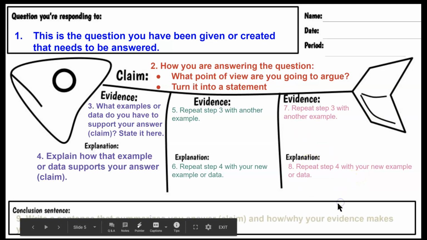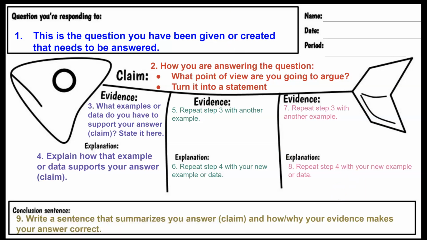And we always end with a concluding sentence. So at the very bottom of the box, as soon as that goes away, you'll see that you have to write a sentence that summarizes your answer. So you're going to sum up all of your learning, everything you've presented here, and you're going to connect it back to why your claim is correct or why you feel the way that you do.